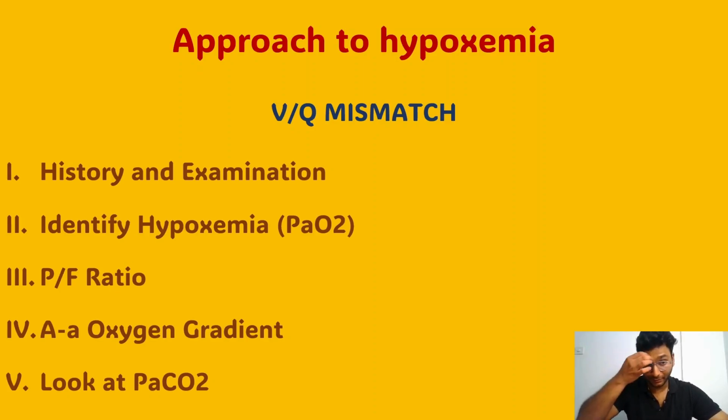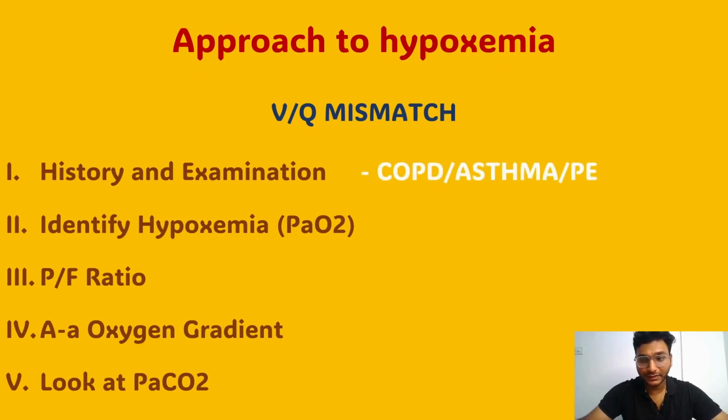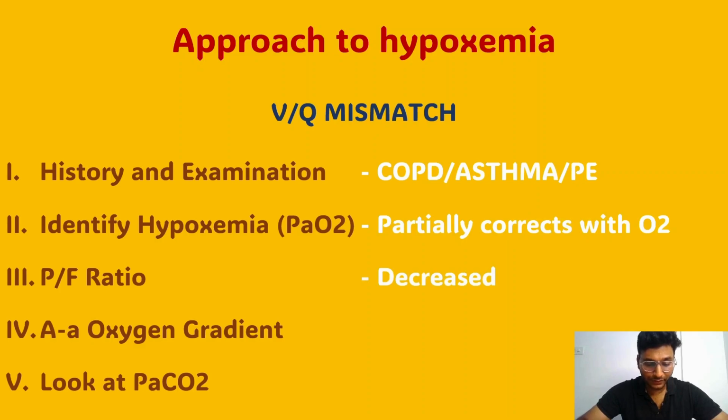Suppose you look at the pulmonary embolism here. The history will be suggestive of pulmonary embolism or asthma, that I don't have to explain much more. And for sure there will be a low partial pressure of oxygen, and the PF ratio will obviously be reduced because of the partial pressure of oxygen. PF ratio will be low here, and the alveolar arterial oxygen gradient will obviously be increased, and the PaCO2 is variable.